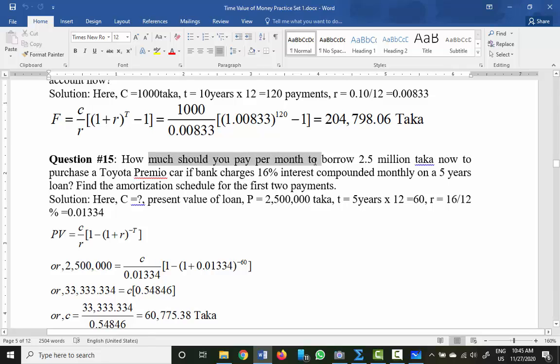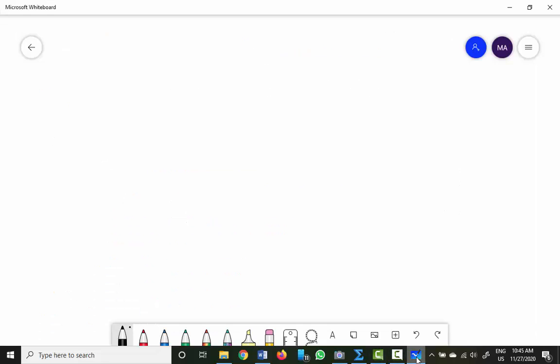So that means what should be the monthly installment for the loan? So if you borrow 2.5 million taka today on a 5 years loan, in that case what should be the monthly installment over the 5 years period? That's what the question is asking us to find out. So let me show you the time diagram here.